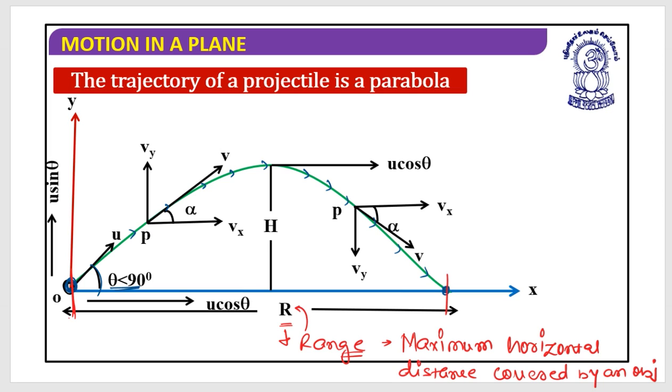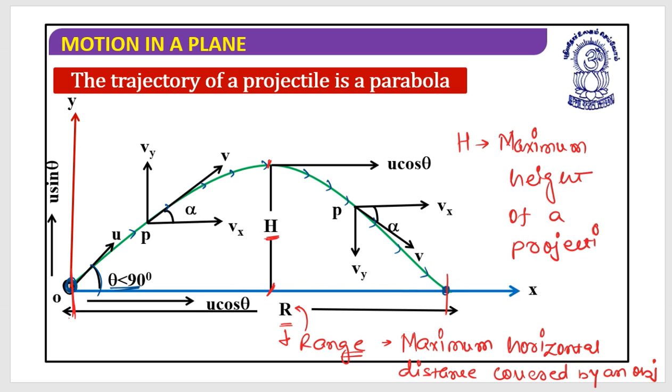Next, look at this. From here to here, it's a vertical distance. This h is the maximum height of a projectile, the maximum height that the projectile has achieved in its trajectory.